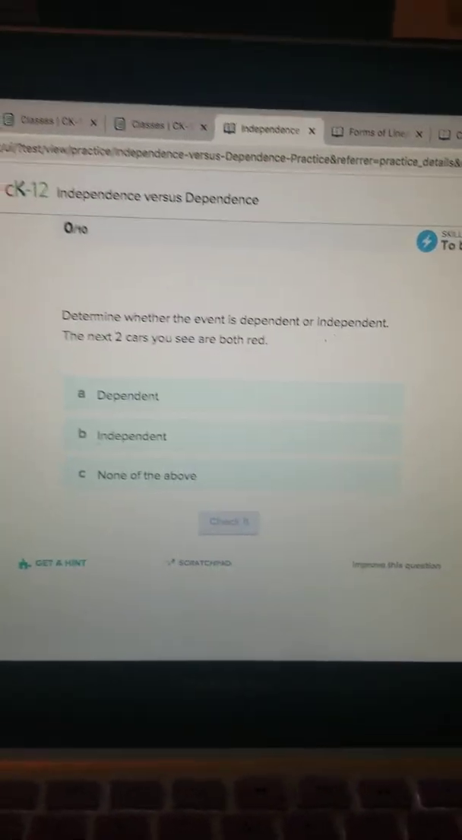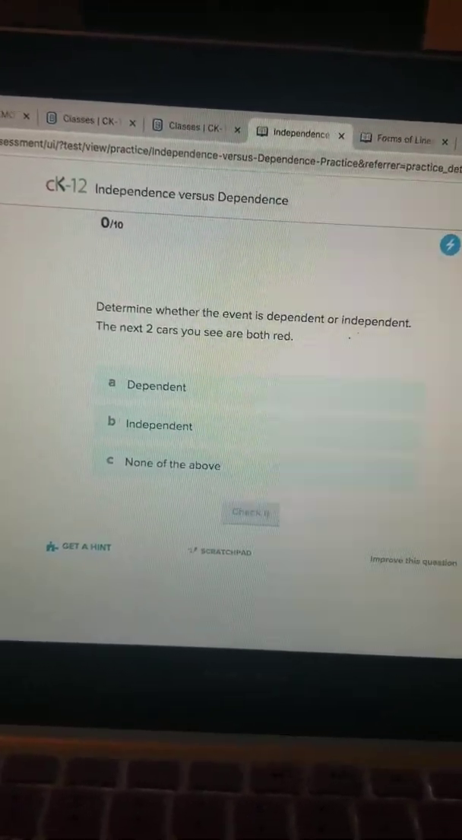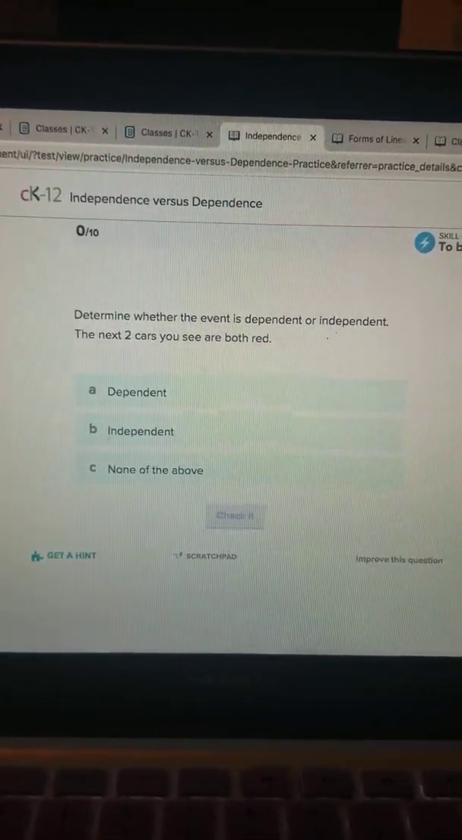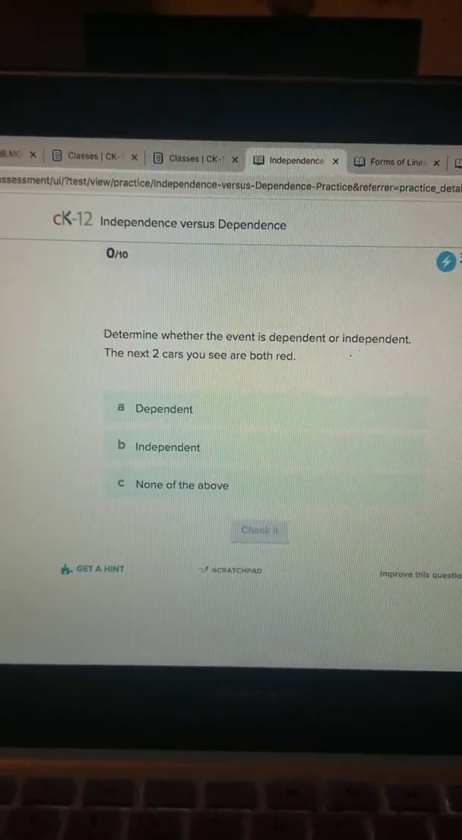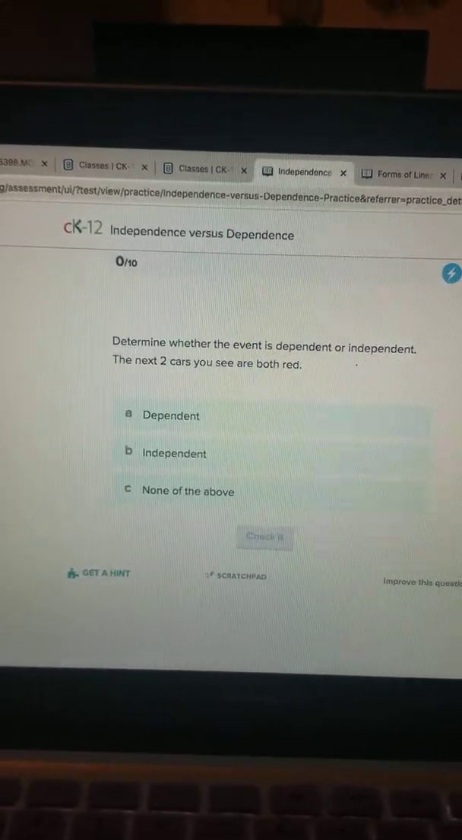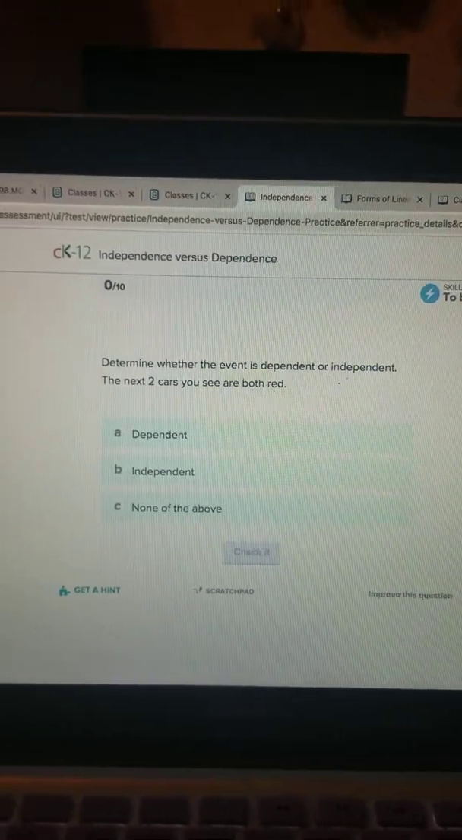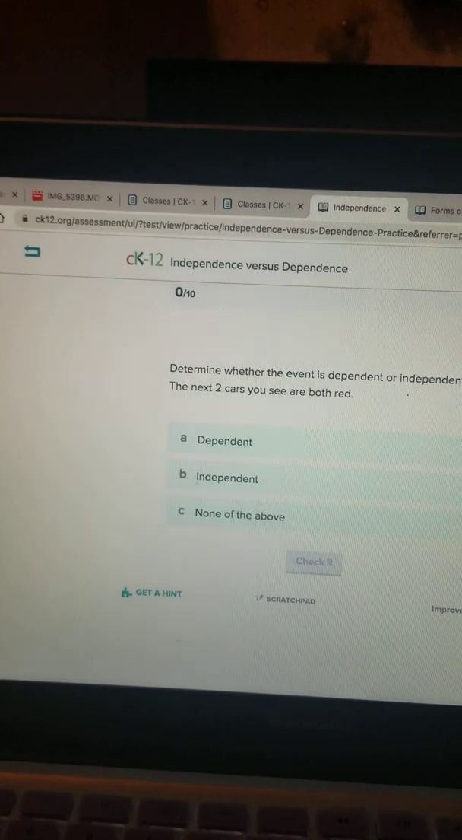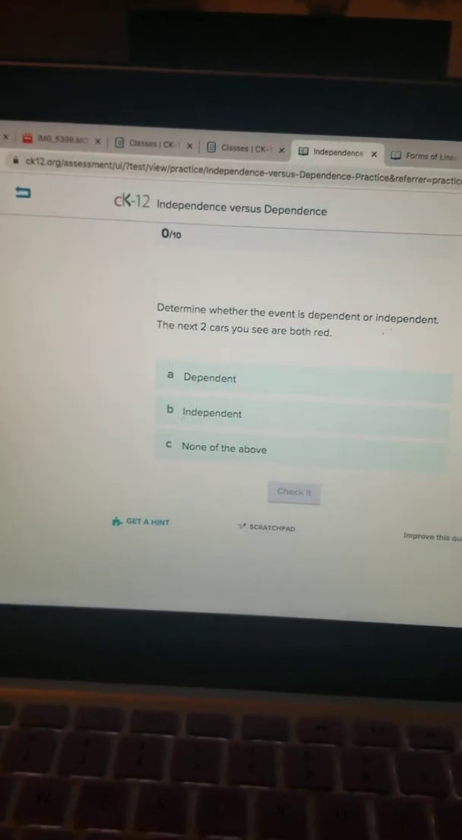All right, guys and girls, you were asking me about independent versus dependent events in probability. So here's the deal. If it can be replaced or it's new, then it is independent. If it is eaten or taken out or not used again, it is dependent.